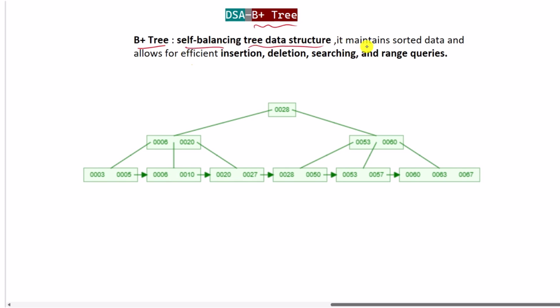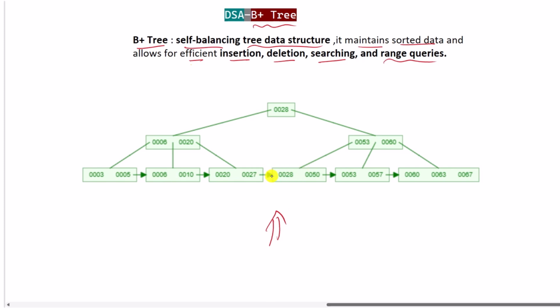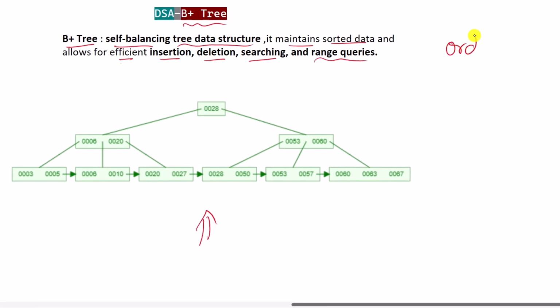That means it maintains sorted data, and here also we can efficiently perform insertion, deletion, searching, and we can perform range queries. As an example, here we have one B plus tree. It looks exactly like the B tree. Suppose we are talking about a B plus tree of order 5.